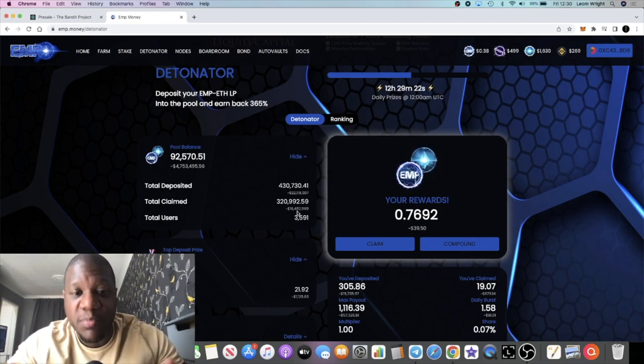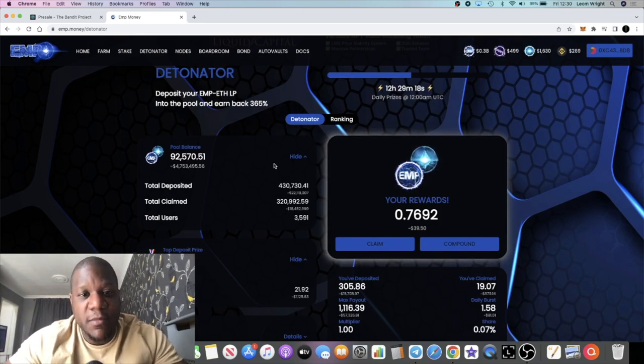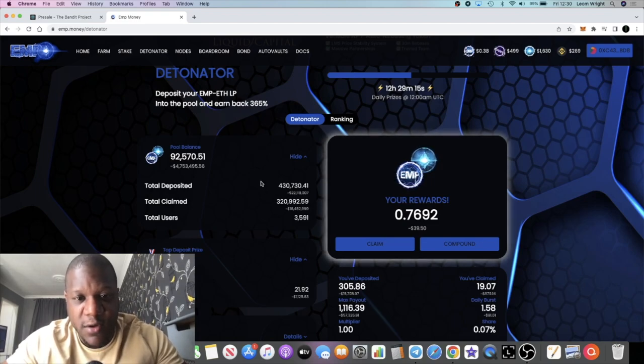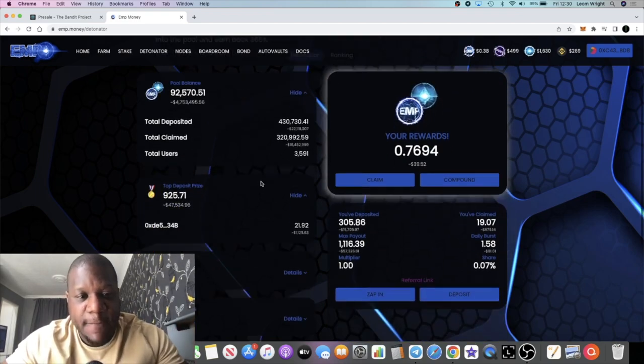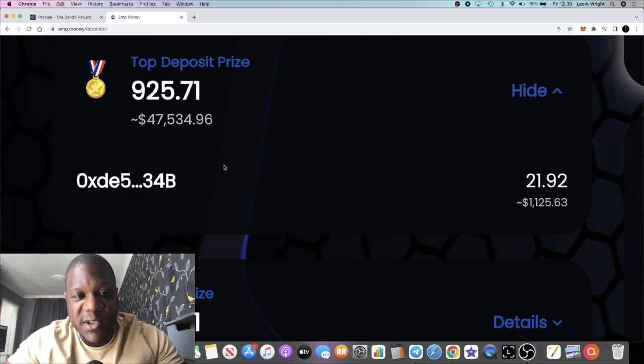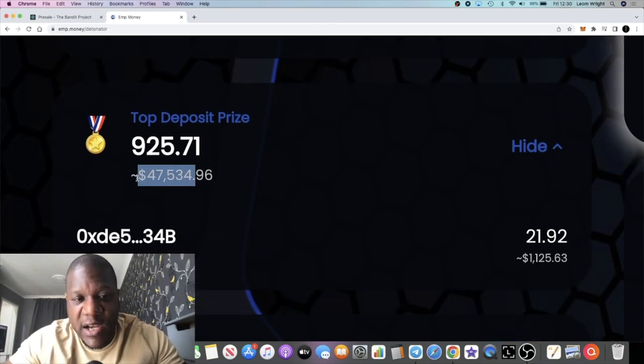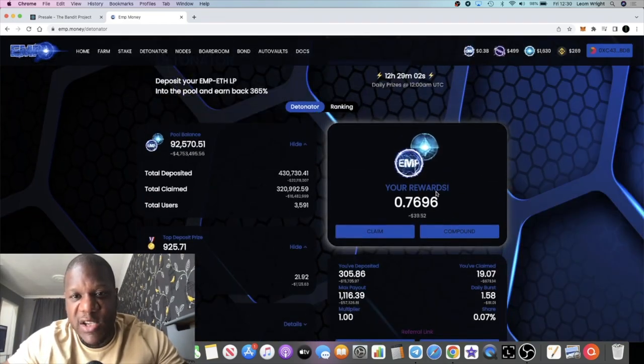Really and truly, it's a pretty good platform. The tokenomics are designed pretty well, and it's a whole ecosystem. So I'm in a detonator. You can actually get a top deposit prize. Right now it's 47.5k if you manage to snag the top deposit prize, which ends about 12 a.m. UTC every night.